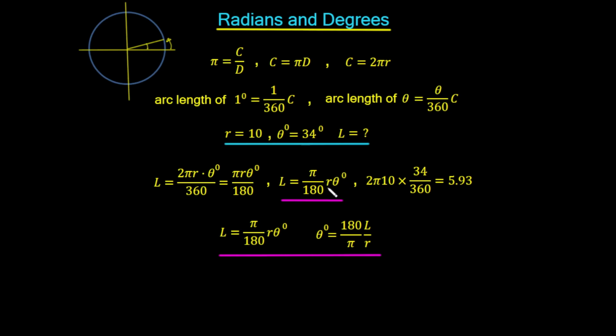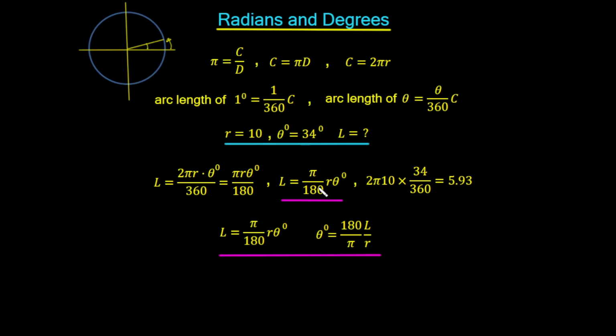But we'll note here that it isn't exactly equal to that. There's a scaling factor here, and the scaling factor is pi upon 180. So if we are dealing with degrees, then we're always going to have this scaling factor of pi upon 180.